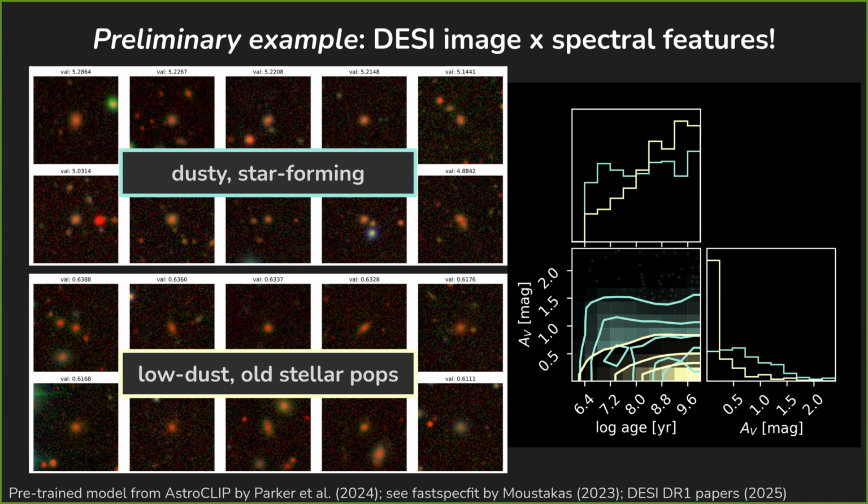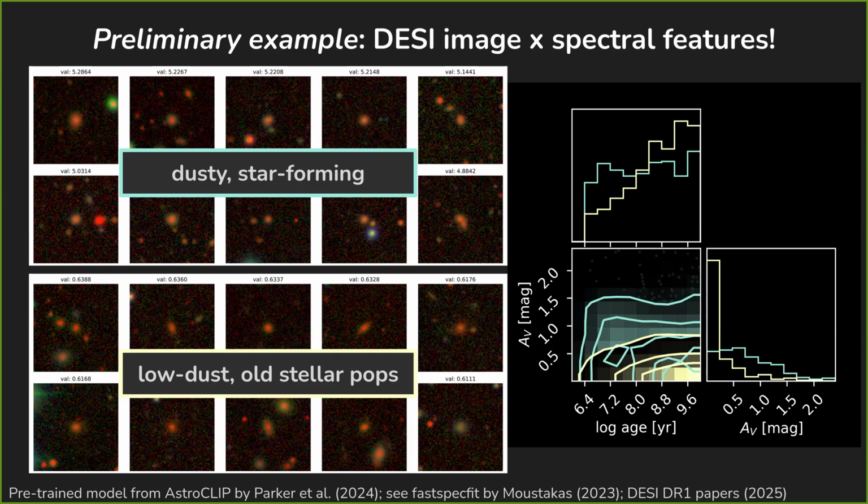Yeah, I just wanted to say that this is a great talk. It's really fascinating. I'm actually interested in this slide that you stopped on right here, which caught my eye. I'm not very familiar with the dust-age degeneracy, so I'm kind of curious how the network is able to distinguish between these two categories. Is there something it's finding within these images that lets you determine whether one is dusty and star forming versus an old stellar population with low dust, essentially?